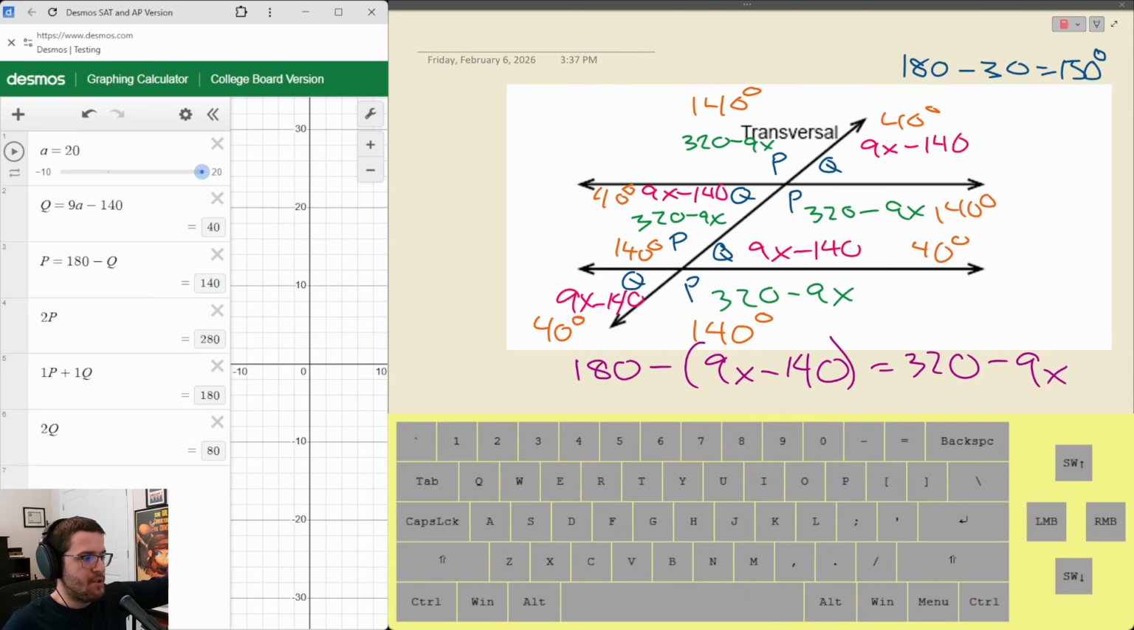Anyway, I did all these 2Ps, 1P plus 1Q, 2Qs. Those are all the possibilities, right? And we got 280, 180, and 80. Now we can take our value for x, which I just called a, and go and compare it to the choices and see if we get the same answer.